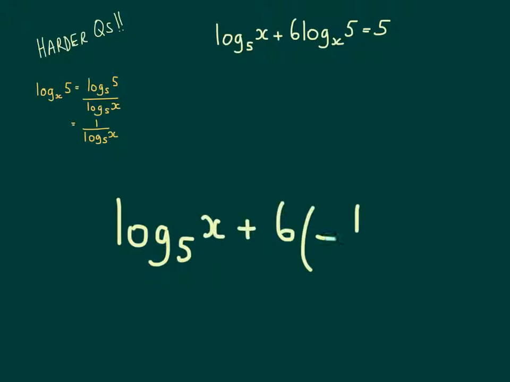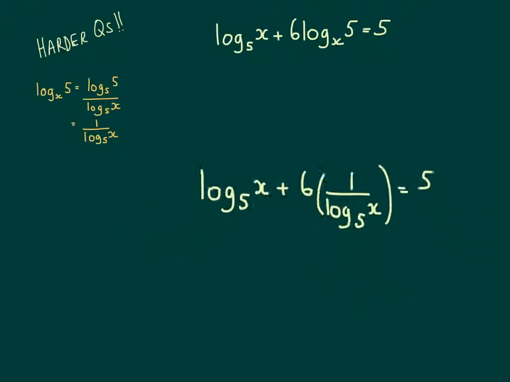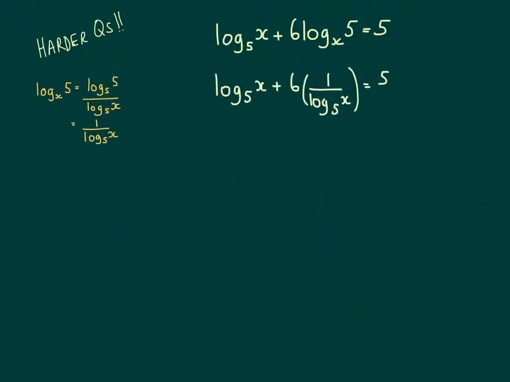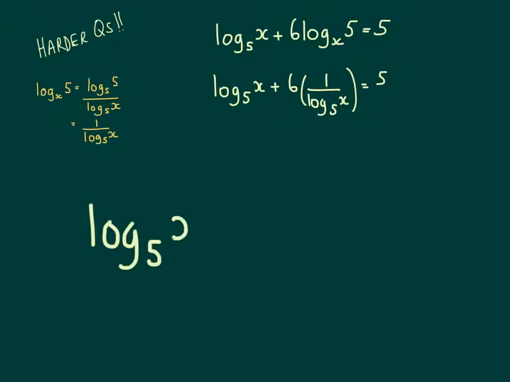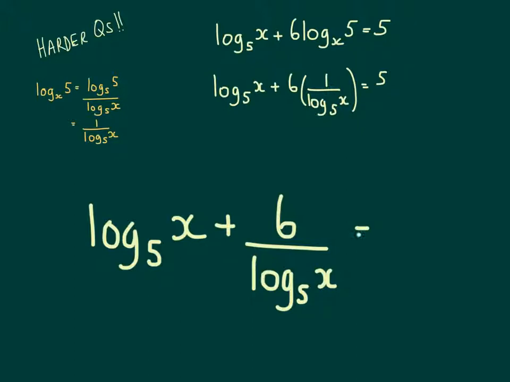So I'd have log to the base 5 of x plus 6 lots of 1 over log to the base 5 of x, which is equal to 5. And then just type that up again. If we expand that bracket, I'll have log to the base 5 of x plus 6 over log to the base 5 of x equals 5.